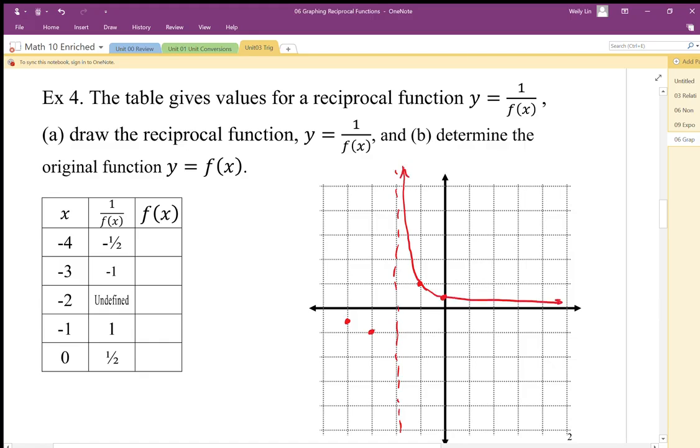Okay, so my invariant points are at -1 and +1 here. These big red dots will represent the invariant points, and it's going to do the same thing here. So then to plot the original function, we just take the reciprocal values. The reciprocal of -1/2 is -2. Again, make sure that you keep the signs on the y values. -1, the invariant point, an undefined value. If we take the reciprocal of that, it's equal to 0, 1, and 2.